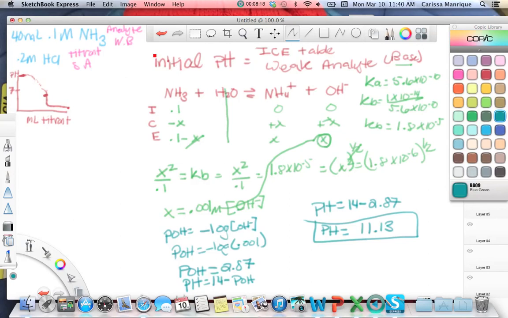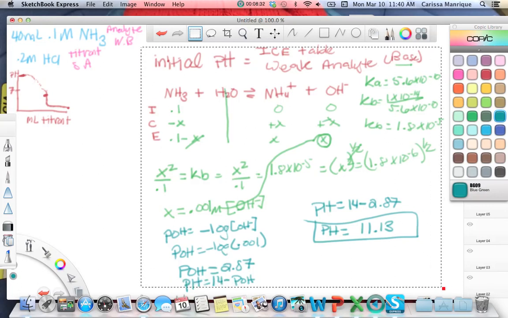Okay, so anytime you have an initial pH problem, you're just going to set up an ICE table just like you did before in the previous chapter. Okay, so now let's look at a before equivalence point. So when we do this, we need to know what the equivalence point is.